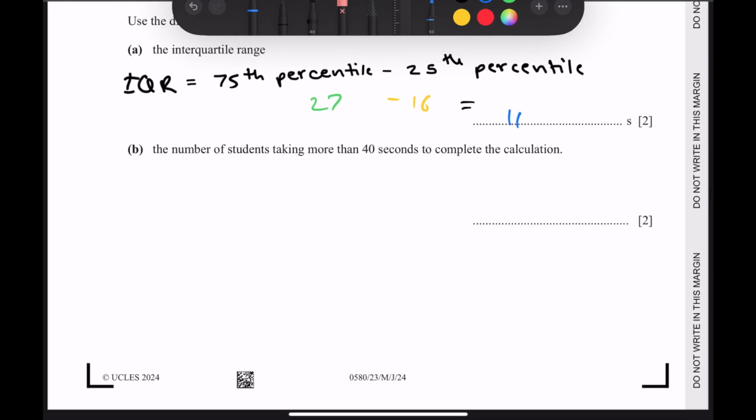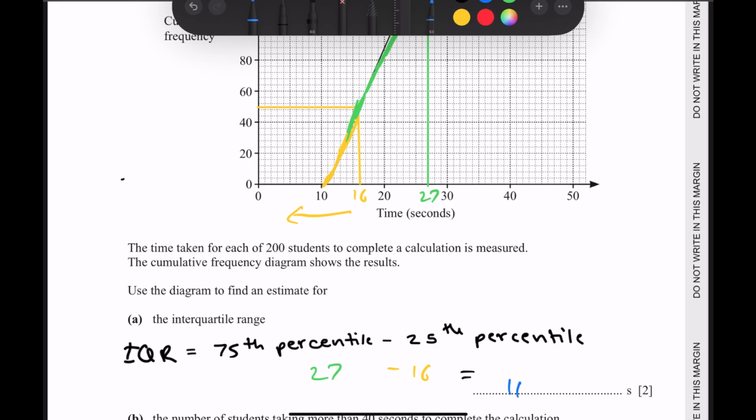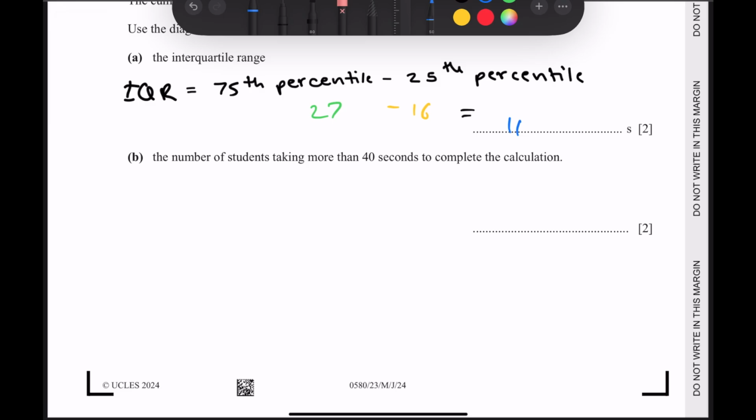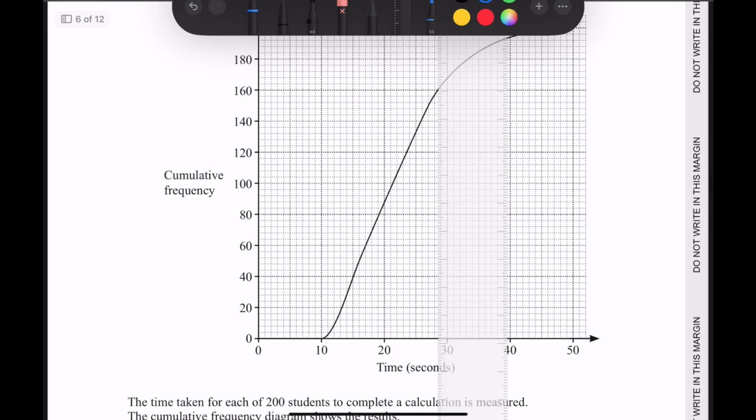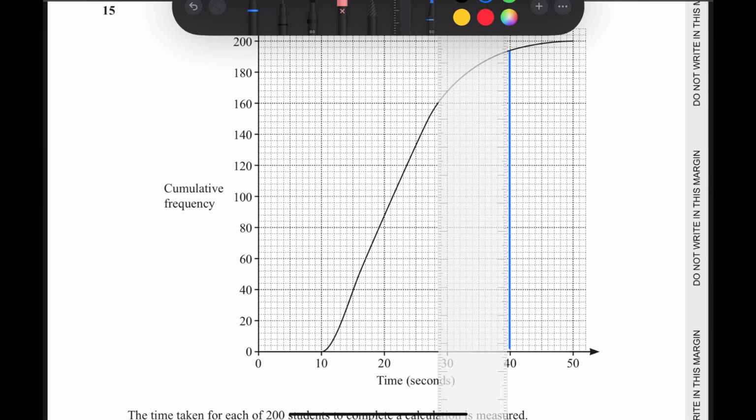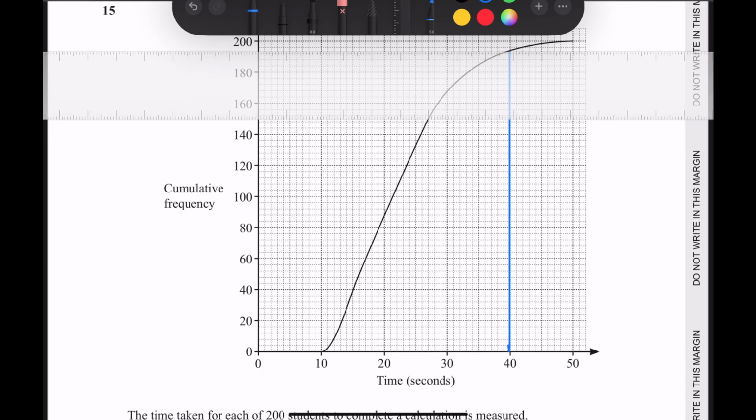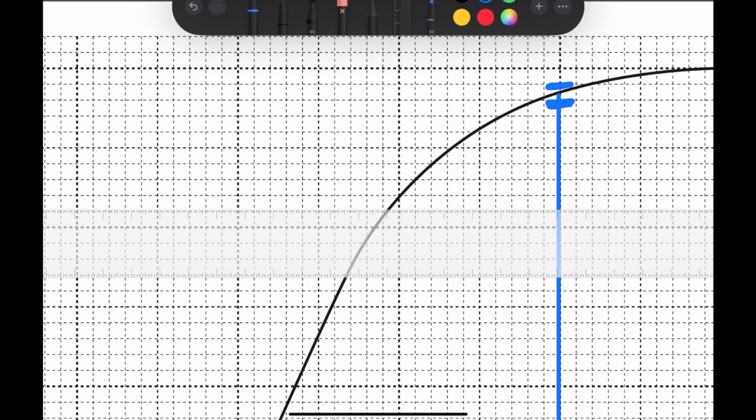Question B asks for the number of students taking more than 40 seconds to complete the calculation. This means that if I erase all this for simplification's sake, there we go. So question B asks for the number of students taking more than 40 seconds, so the keyword is more than 40 seconds to complete the calculation. So if we draw a line for when time is equal to 40, and then draw the corresponding cumulative frequency when time is equal to 40, which is, as you can see, between these two lines over here.